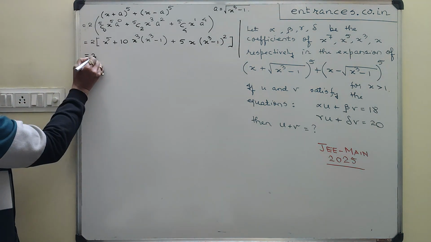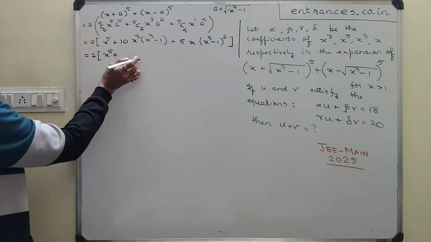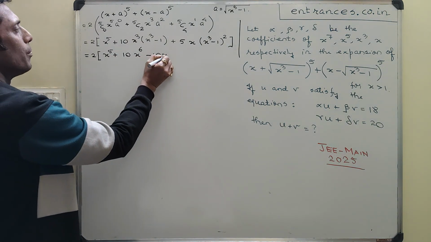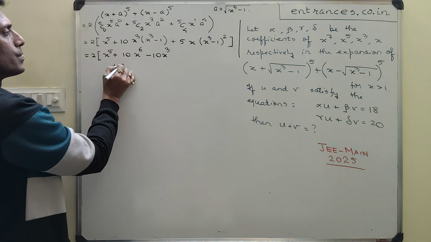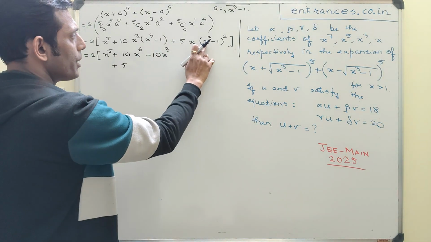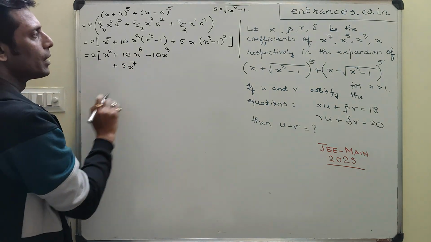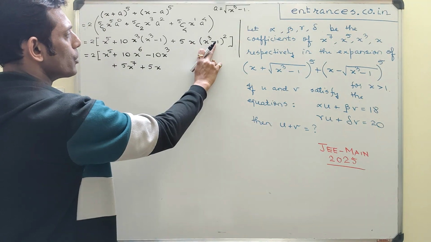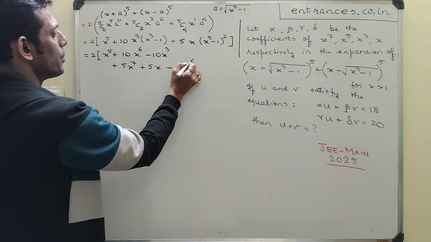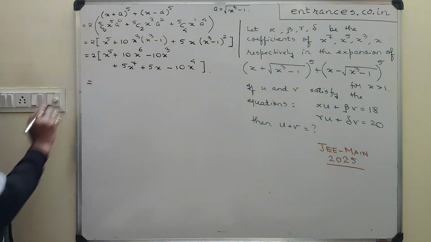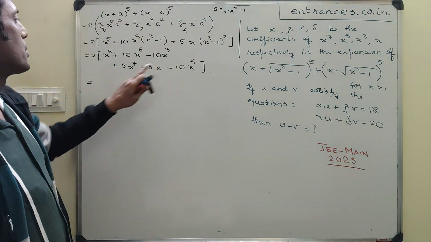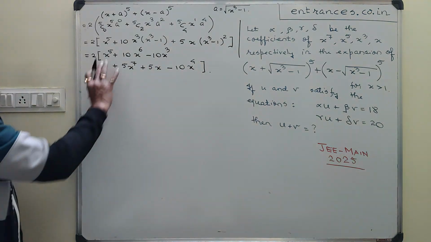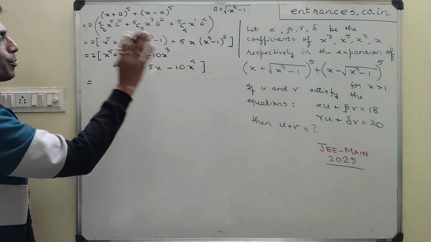If we expand this thing, we get x power 5 plus 10x power 6 minus 10x cube plus 5x power 7 plus 5x minus 10x power 4 minus 10x cube. If everything is fine, let me check. x power 6, 5x power 7, 1 means 5x, and minus 2x cube. Yes, that is correct. Now let's rearrange them in decreasing powers of x.